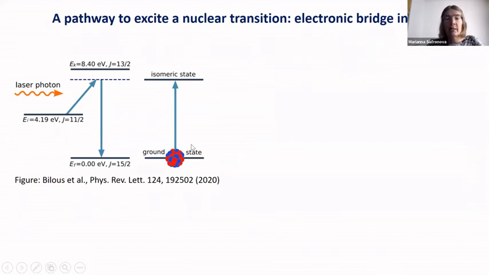Thorium 35 plus has a very accidental degeneracy of the electronic transition versus the nuclear transition. The idea is you excite this transition, then the electronic decay of this transition gives energy to your nucleus and allows you to excite the ground state to the isomer state, which you can then look for the decay. This is called an electronic bridge, and its efficiency depends on just how close you get to the nuclear state.